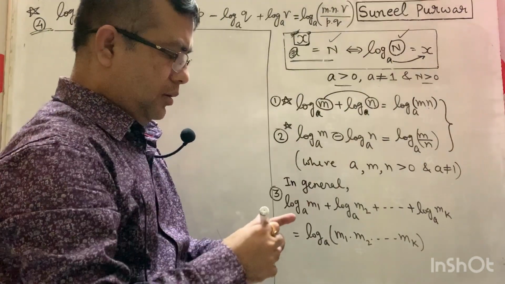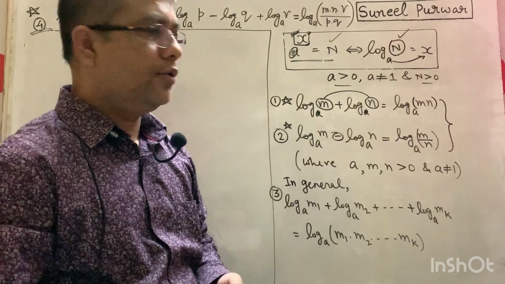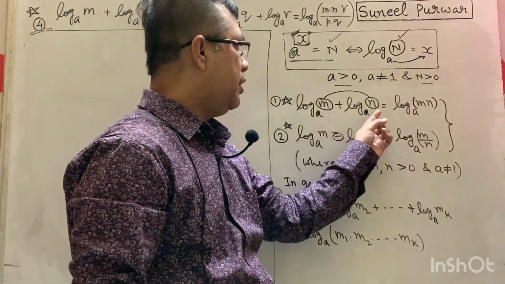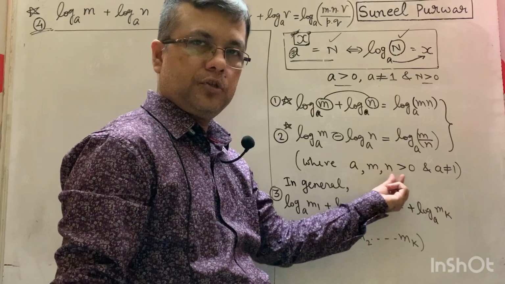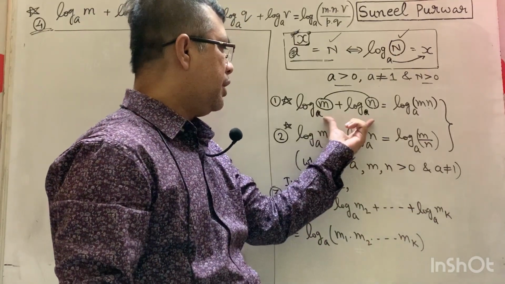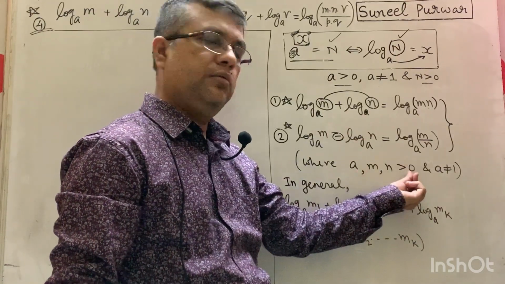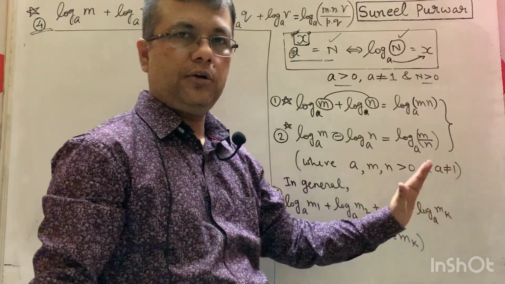Well, those basics will never be ignored: you are finding log of m and log of n, so m and n have to be positive numbers. You are finding log at base a, so base a will be positive and it will not be equal to 1. That you have to keep in mind.